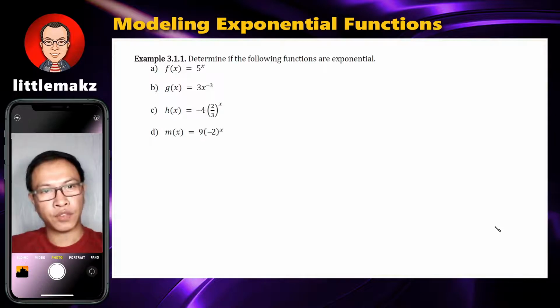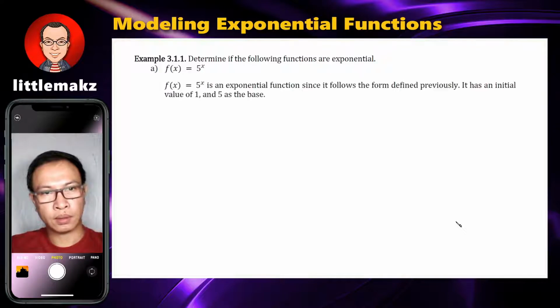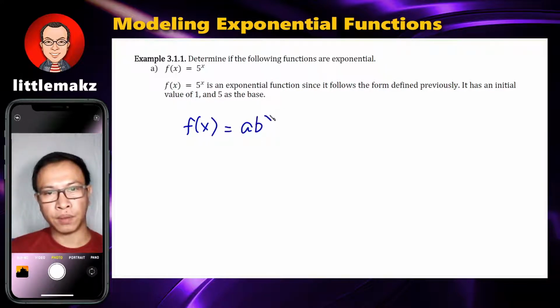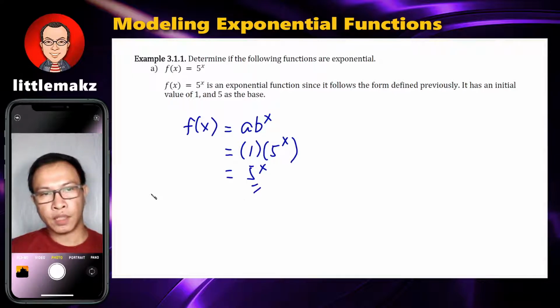So the first example is f of x is equal to 5 to the power of x. Now, we know the fact that our 5 here is the base of our function. So that is b. And the value of a here is 1. So in that case, we take into consideration our given f of x that is equal to a times b to the power of x. Then this is equal to 1 times 5 raised to the power of x. And so this is equal to 5 to the power of x. That means this is an exponential function.